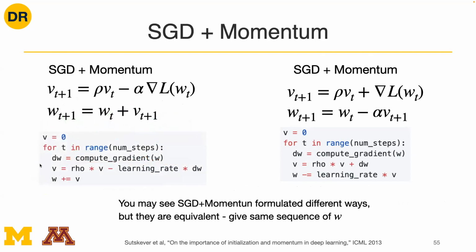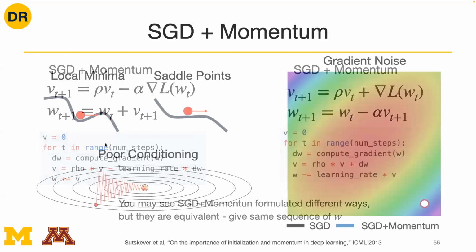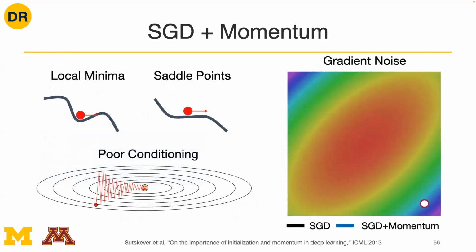This is a small note, just that sometimes when you're reading literature, you'll see SGD with momentum represented in different ways where the sign of the velocity update is flipped. They're actually the same mathematically. But what's more important to think about is how adding this momentum term could potentially solve some of those issues with stochastic gradient descent that we saw a few slides ago.